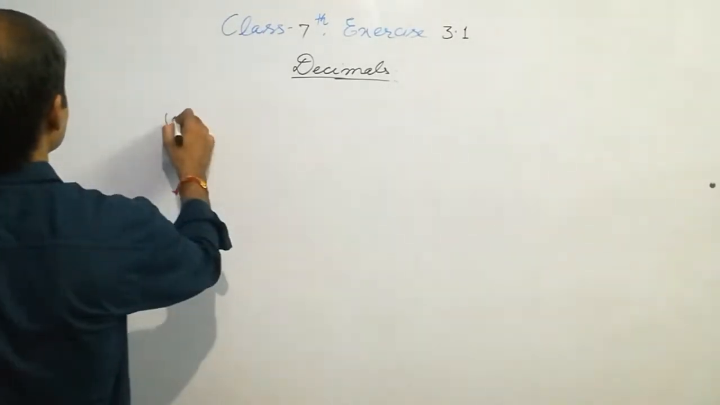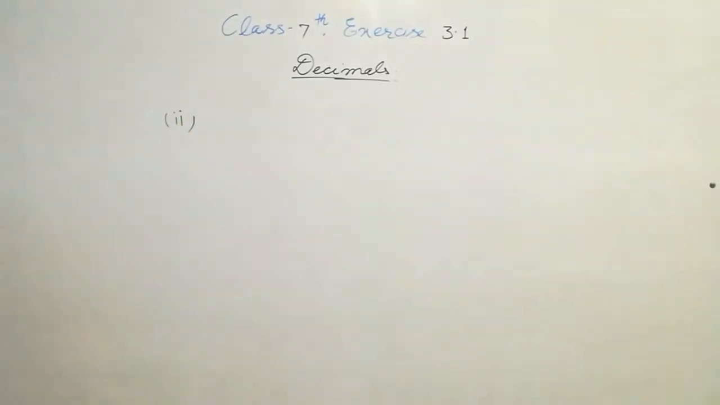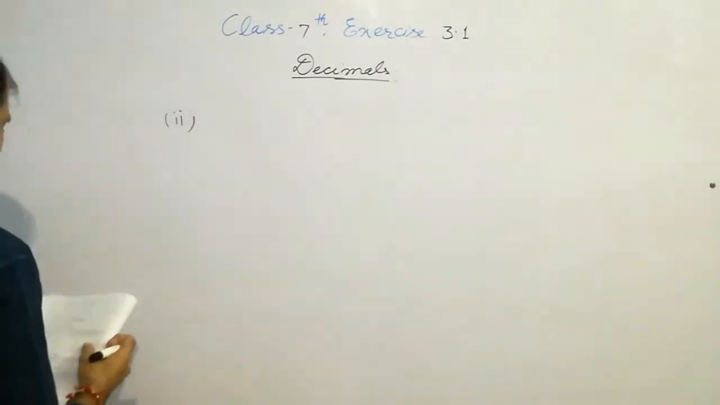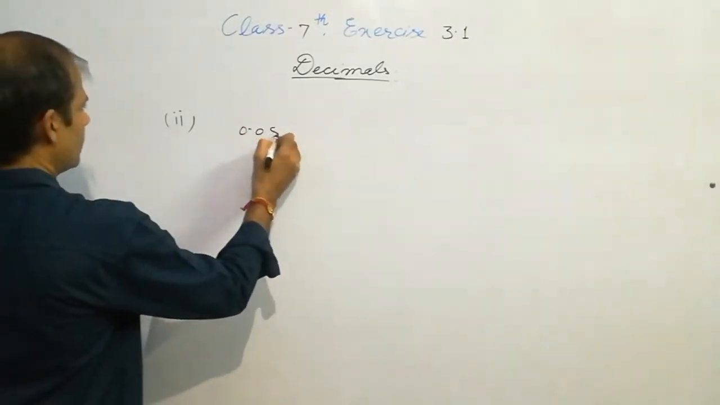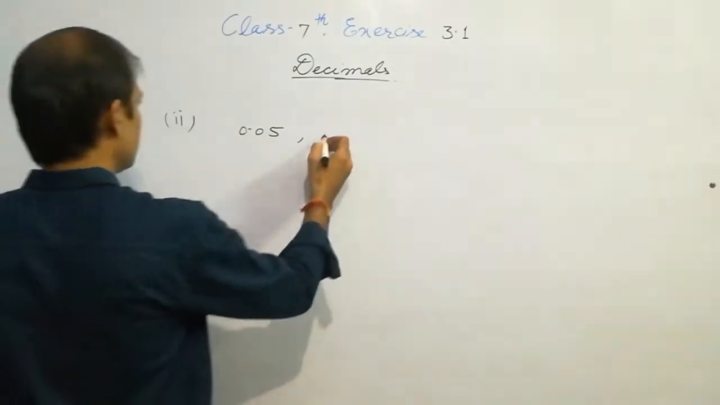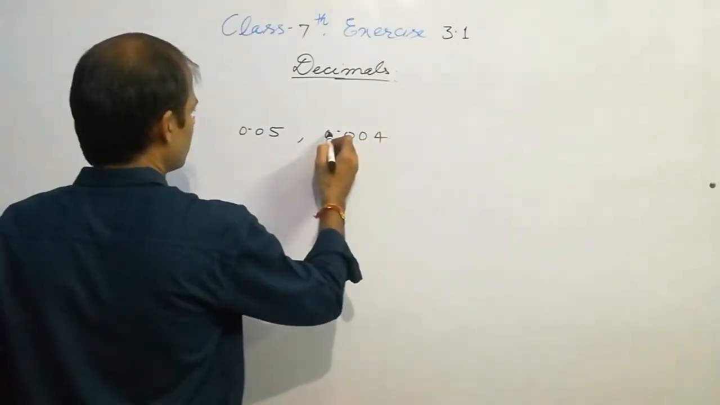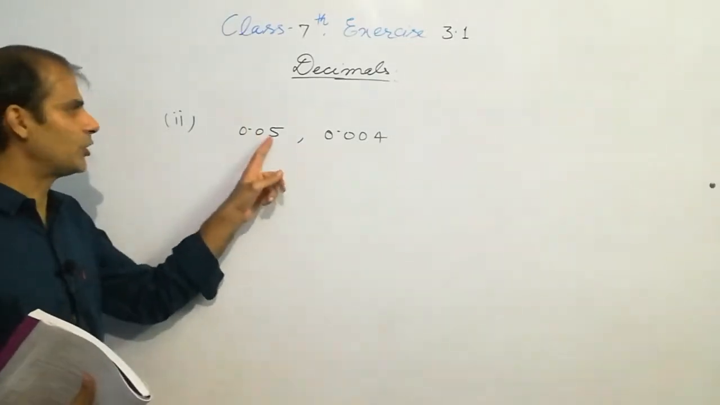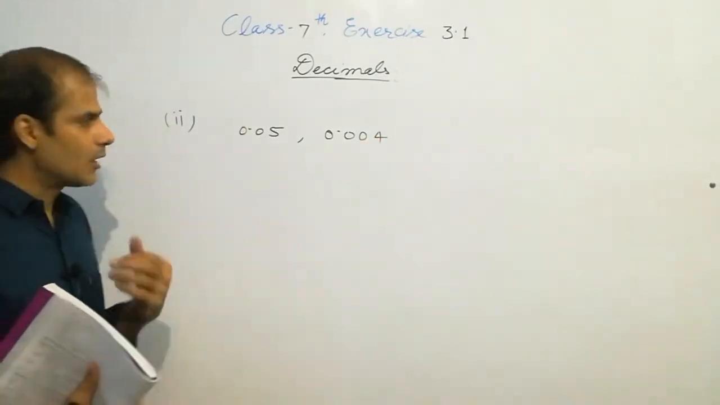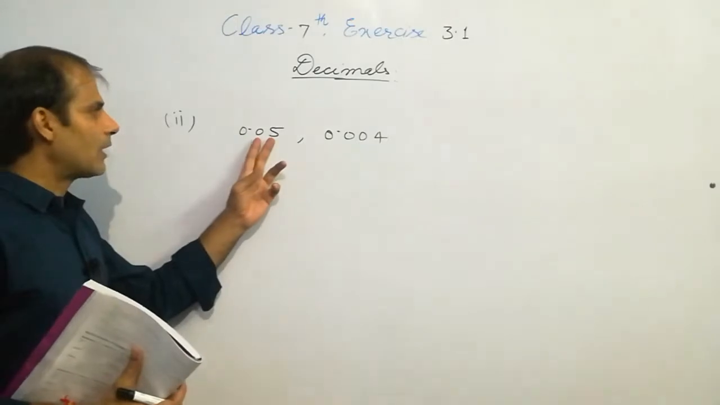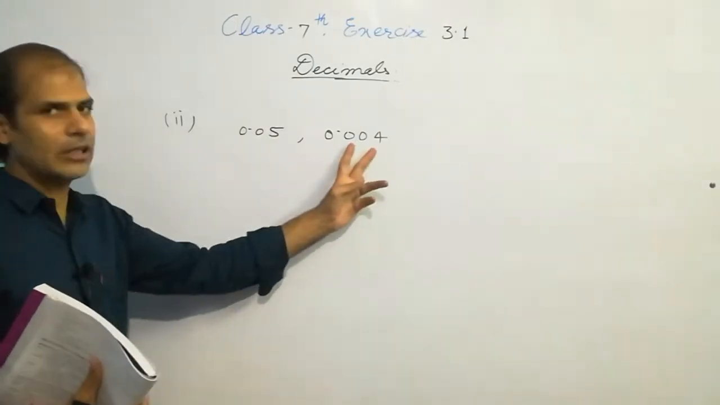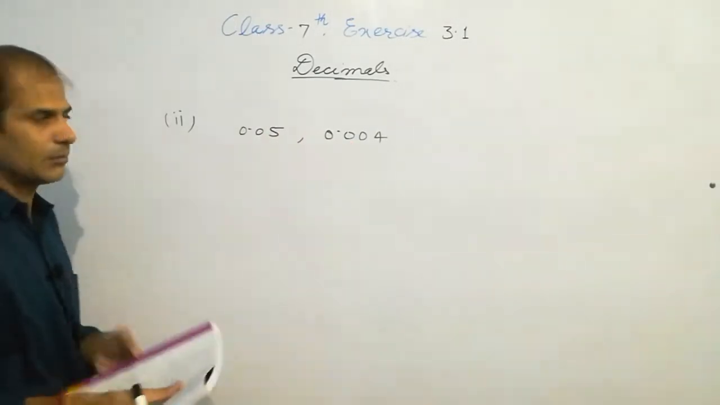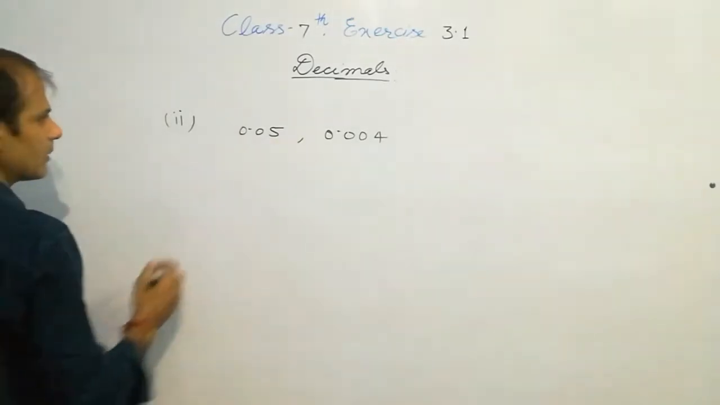86.05 and 0.004. You don't need to speak this 0. You can just speak 0.05, 0.004. Now see, there are 2 digits after decimal. There are 3 digits. So they are not like decimals. Now convert these into like decimals.